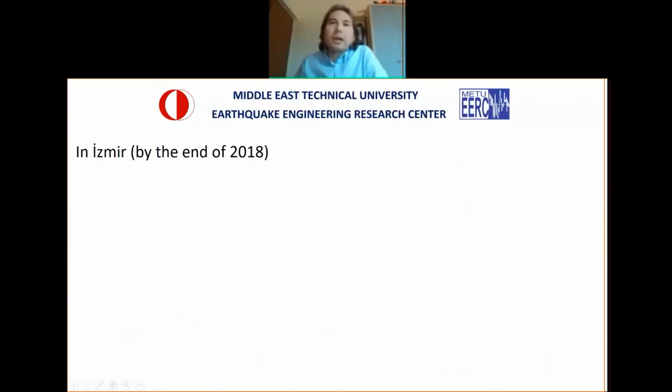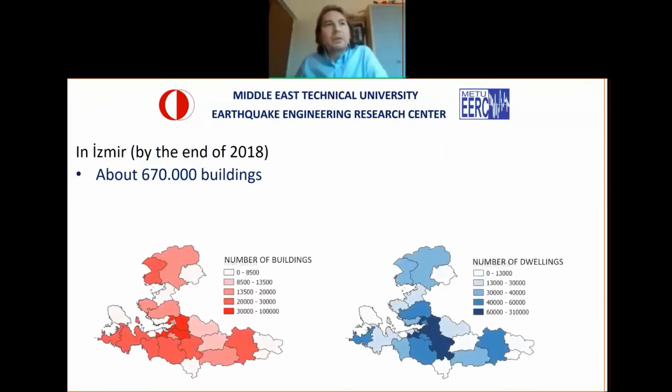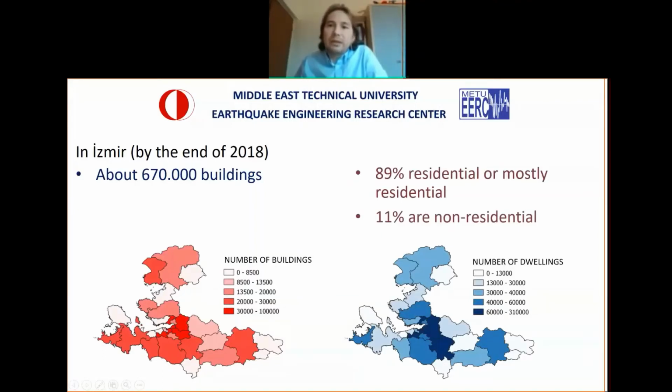According to the data we have, there are 670,000 buildings in Izmir by the end of 2018. 89% are residential or mostly residential buildings, whereas about 11% are non-residential buildings. And these buildings in Izmir contain about 1,710,000 dwellings. You can see on the slide the distribution of buildings as well as the dwellings on a municipality basis.